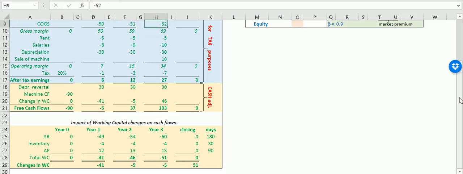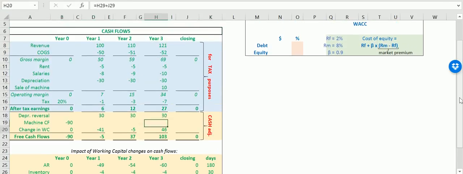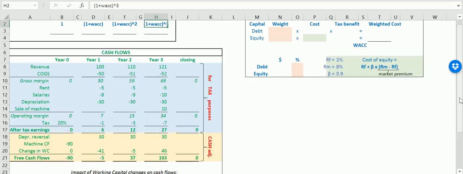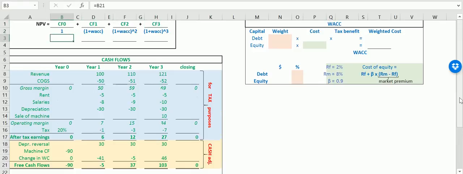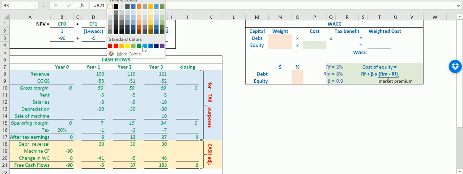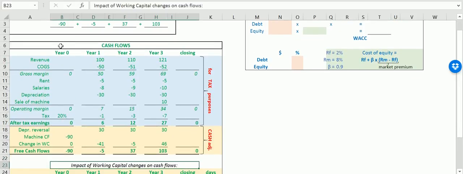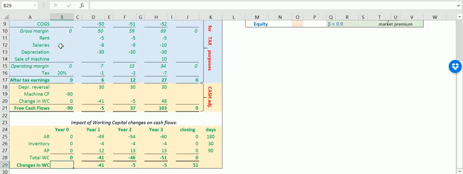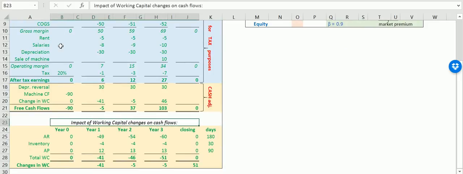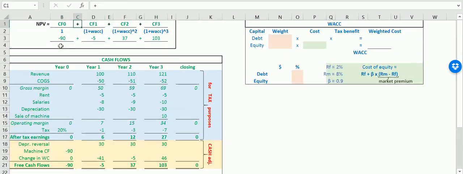Okay, so now we have the cash flows, and they're going to appear here, as you can see in the calculation of the net present value. They're going to appear here. So what is going to happen next? Okay, I was just having a look at the cash flows. Now we're done with the cash flows.